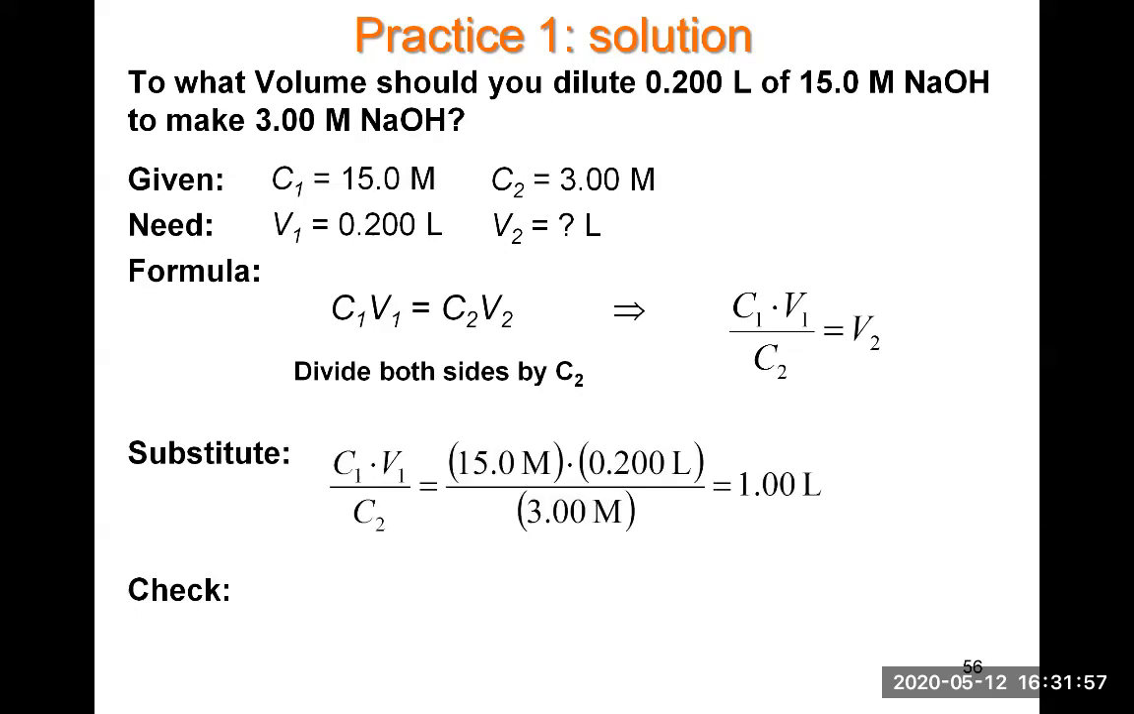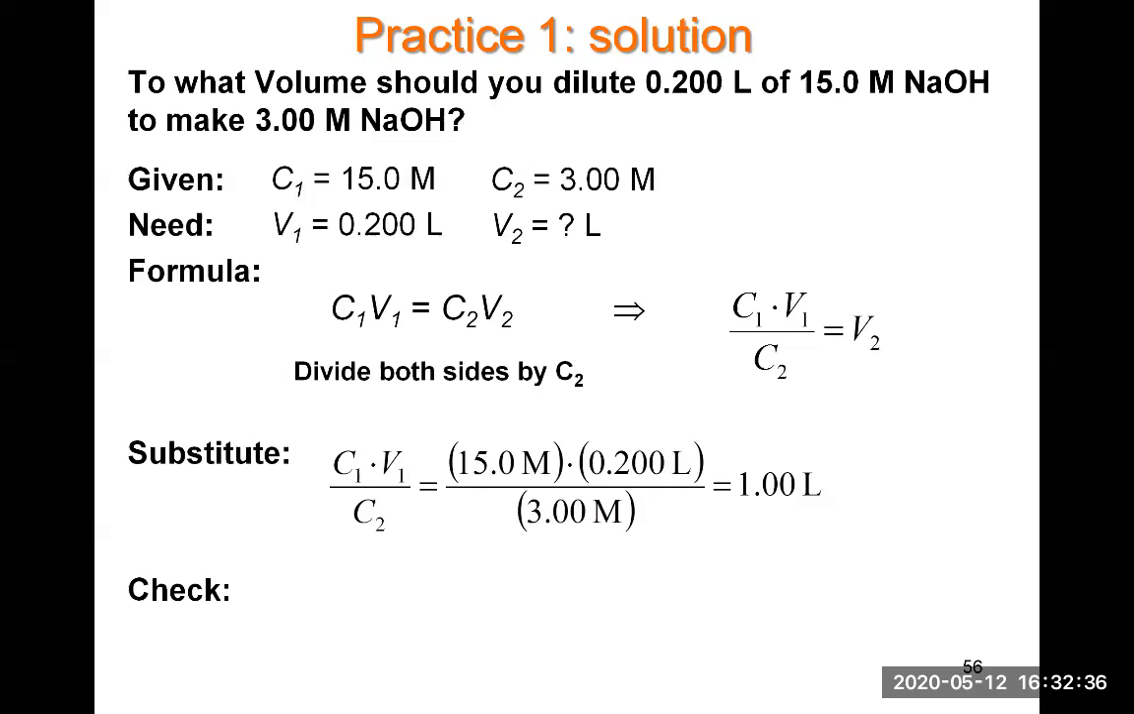So substitute the values of C1, V1, and C2. 15.0 molar is C1, times 0.200 liters, that's V1, divided by C2, and C2 is 3.00 molar. So 2 times 15 is 30, divided by 3, and it's equal to 1. The calculator answer is just 1.